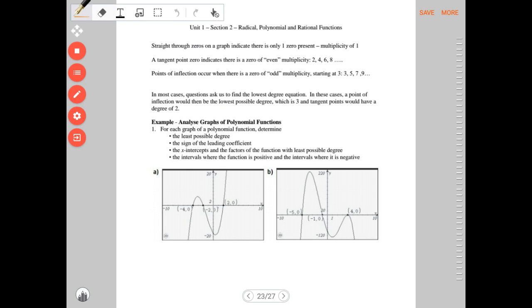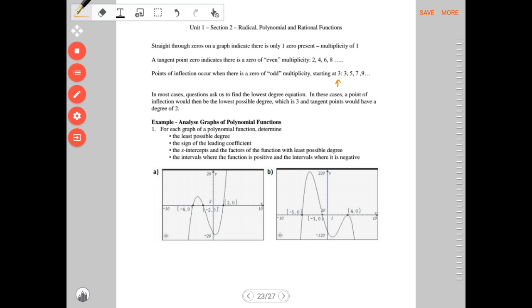Straight through zeros indicate that there is only one zero present. A tangent indicates that there is an even number of zeros present, so 2, 4, 6, or 8. And points of inflection happen when there's a zero of odd multiplicity, or 3, 5, 7, or 9. We always start at 3, right? Because ones are straight through. So we start at odd numbers starting at 3.